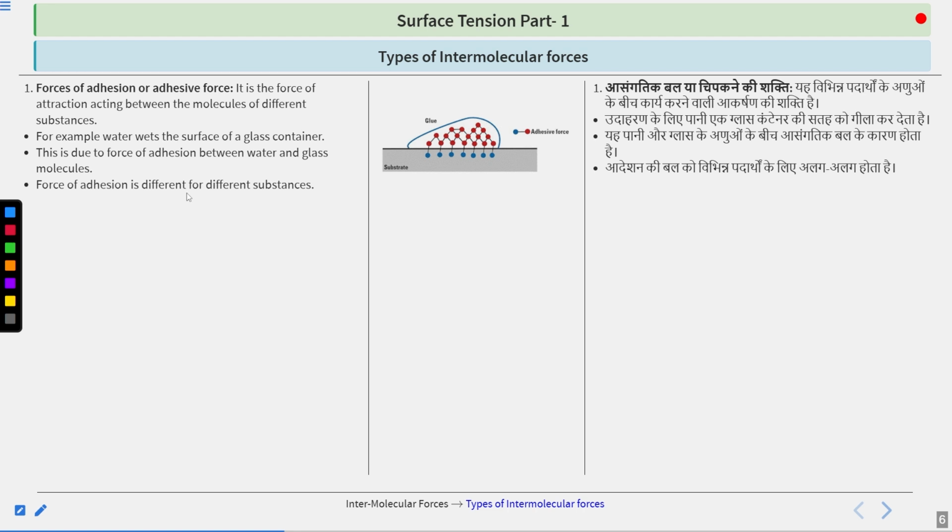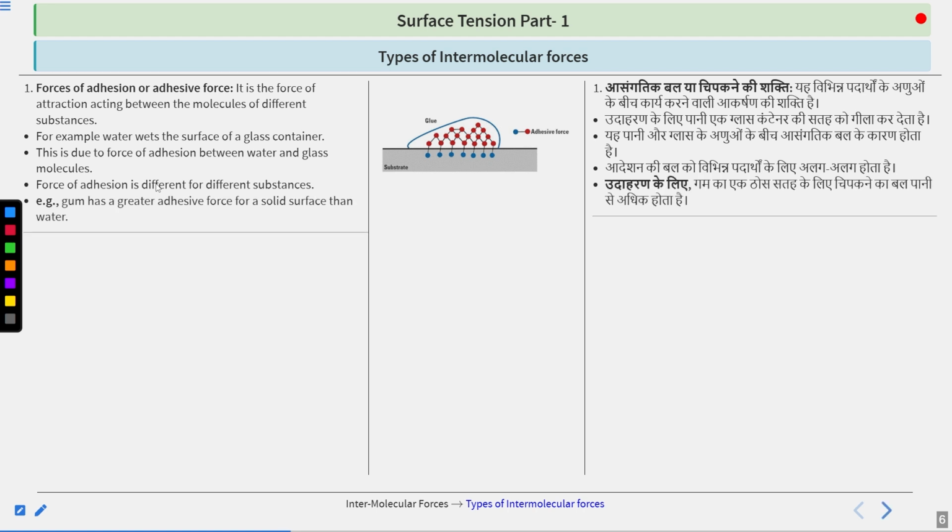Now force of adhesion is different for different substances. Some substances have a high force of adhesion, while the same substance does not have that kind of force of adhesion with any other substance. So when the substance changes, the force of adhesion also changes. Example, gum has a greater adhesive force for a solid surface than water.